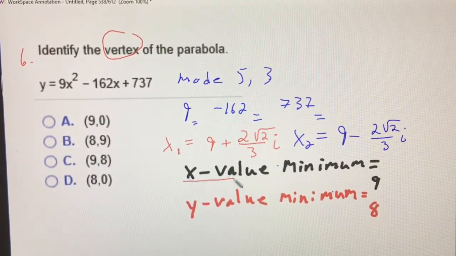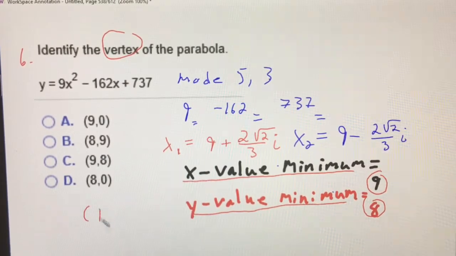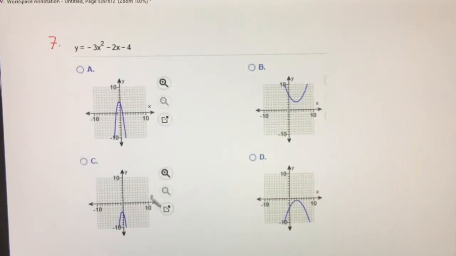The vertex is located at the x val min. And notice in this case, the x val min is 9. Then you hit equals again, and it'll give you the y val min. And that is 8. Don't change these. The vertex is going to be located at (9, 8), in that order. Choice C. Use the technology if you're allowed. This one, I'm going to use the tech.